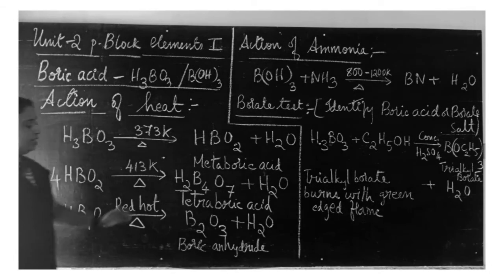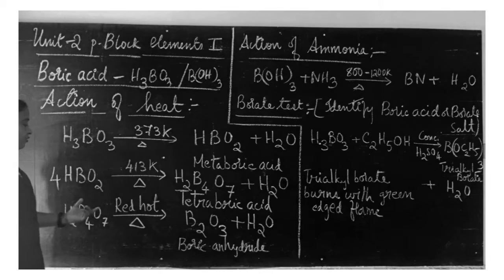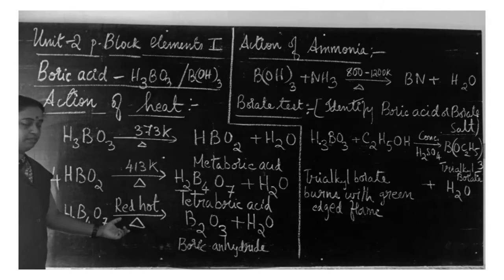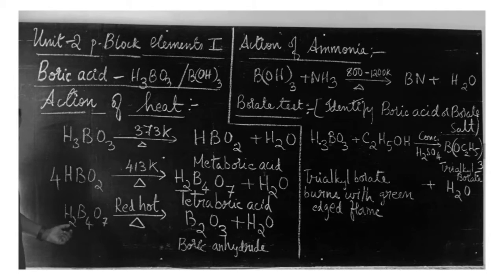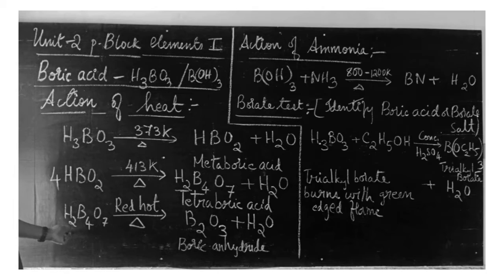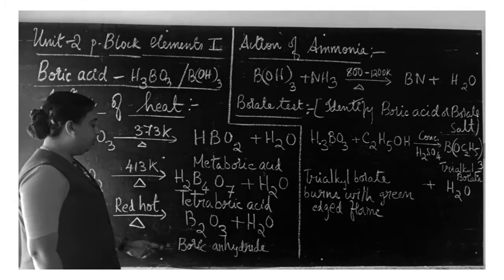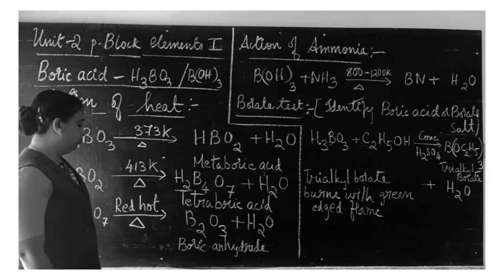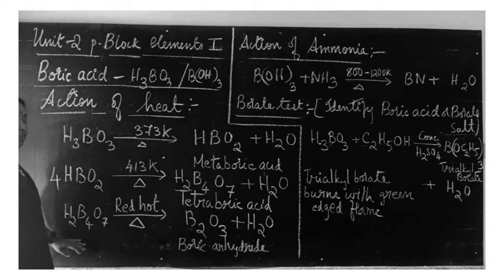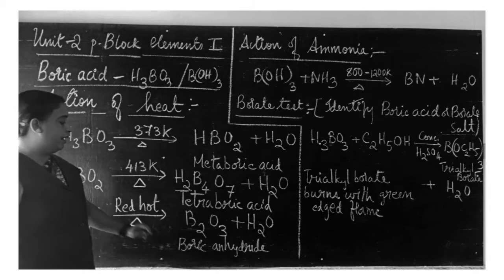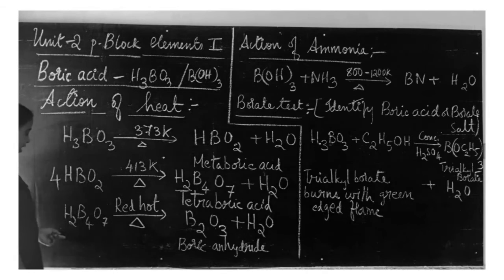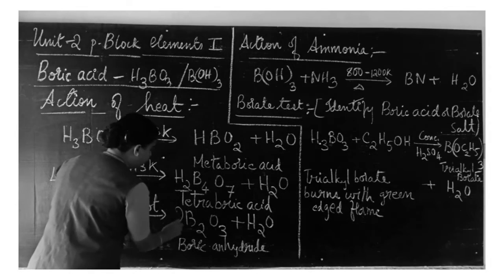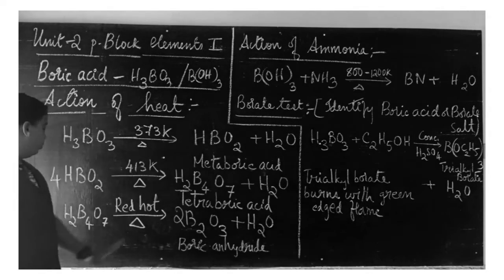Now in the third reaction, tetraboric acid, H2B4O7, is further heated to red hot. You get boric anhydride, B2O3, plus water. Now let us balance this reaction. Here there are 4 boron on the left-hand side, whereas on the right-hand side 2 boron. So I put a 2 here, and now it becomes 4 boron.